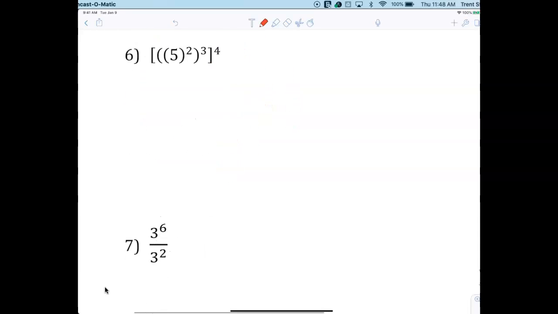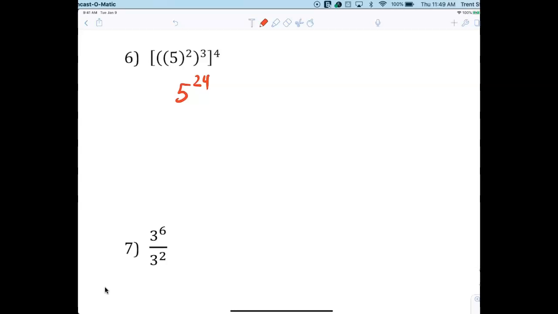All right, Mackenzie. 5 to the 24th. Yeah, 5 to the 24th. Remember, the base does not change. The base does not change. It's 5 to the 24th.